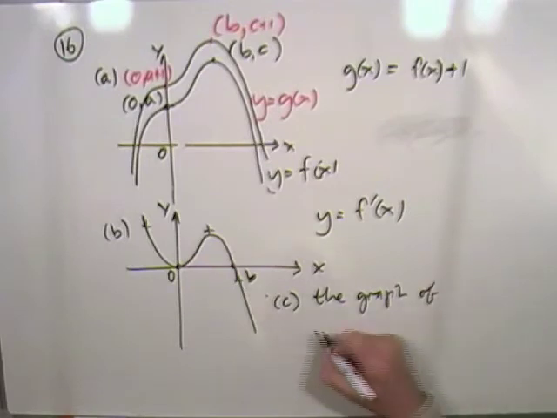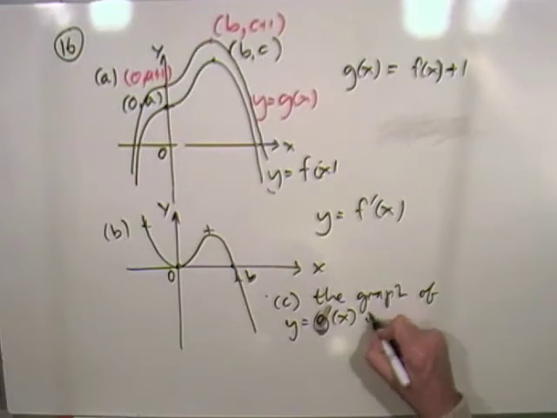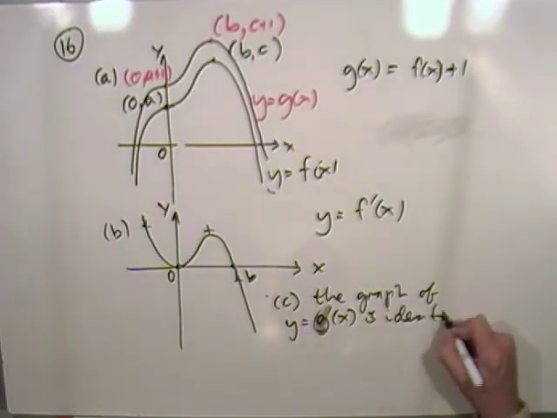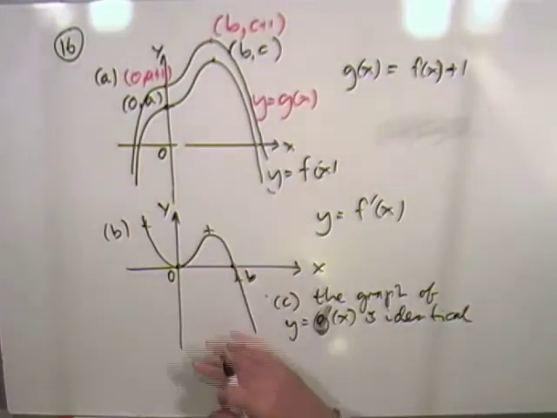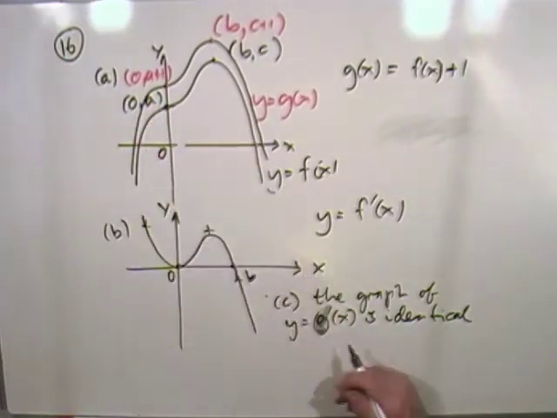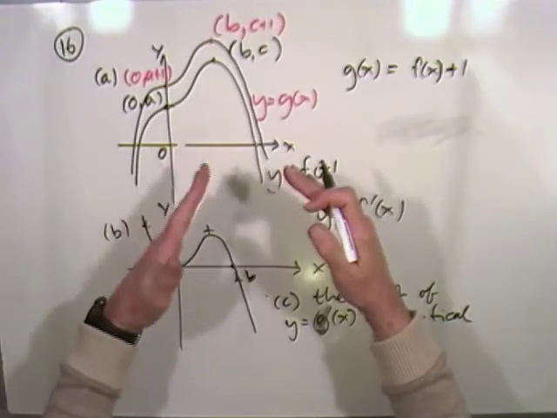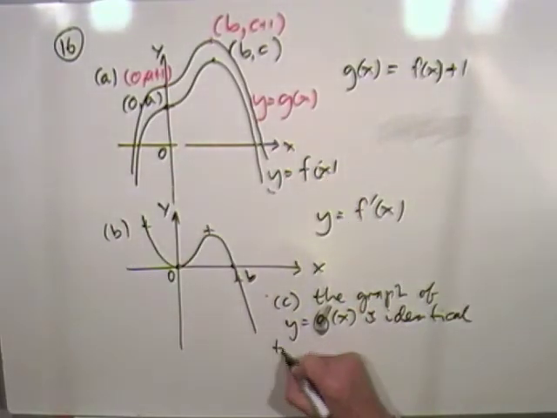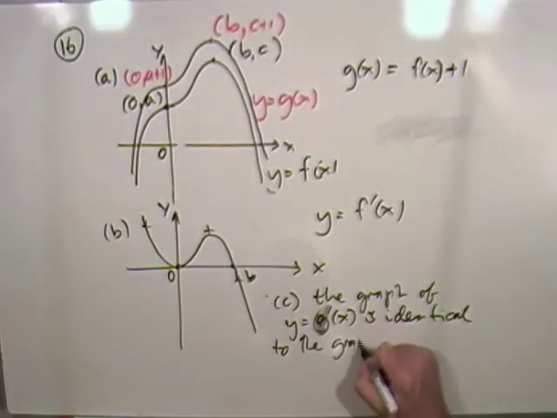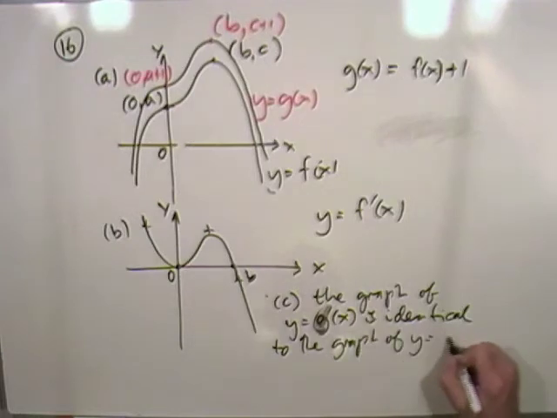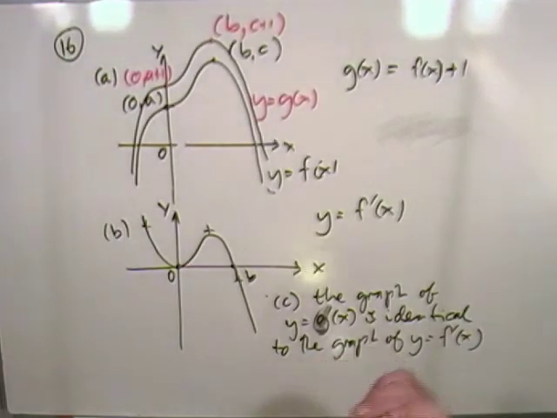The graph of y equals g dashed of x is identical. Not been moved up or down, it's just the gradients, and the gradients will still be the same because there wasn't any multiplying number that would have stretched it and changed the gradients. Is identical to the graph of y equals f dashed of x. So that's that one done.